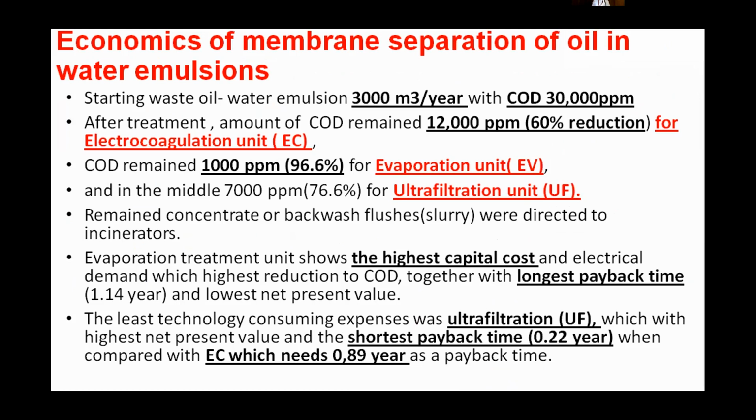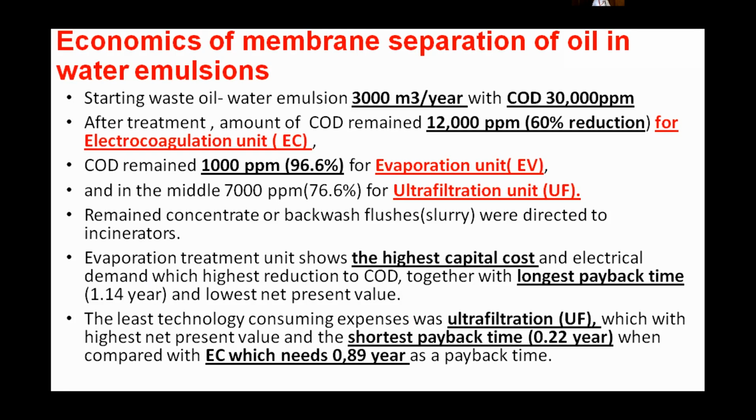Finally, we have to look at some economic or cost indices to see how this process can be profitable. Here is a simple comparison between using electrocoagulation, using an evaporation unit, and using ultrafiltration. Here you can see that all of them use 12,000 ppm COD, and electrocoagulation gives around 60% reduction. The evaporation gives 96% reduction.